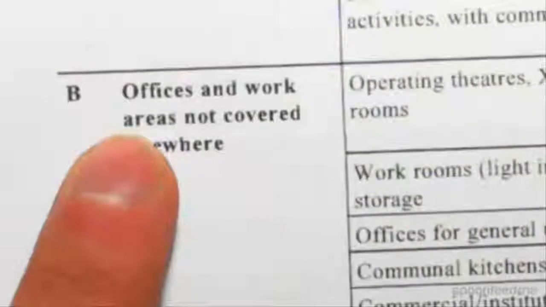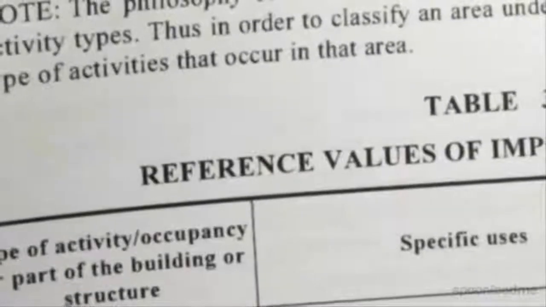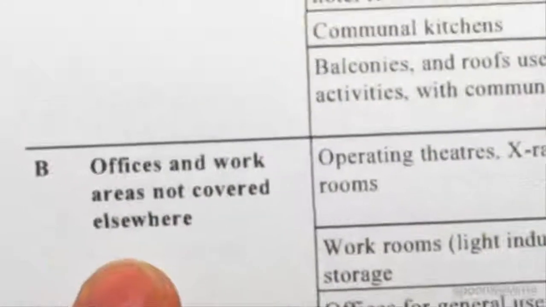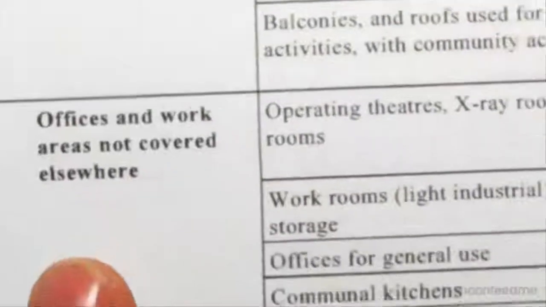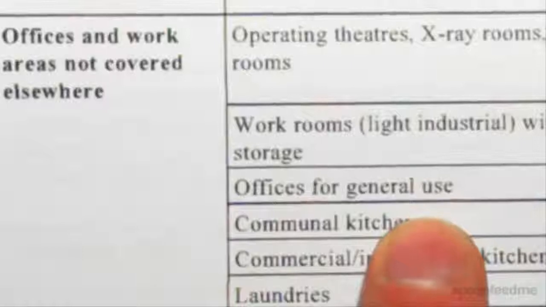Okay, so we have B, offices and work areas not covered elsewhere. Okay, A was domestic and residential activity, so we're not domestic and residential. We are offices and work areas not covered elsewhere. So if we look at this, it says offices for general use, which is ours. It's just a general office.